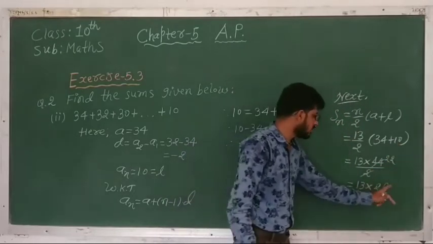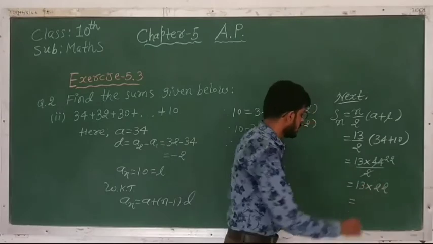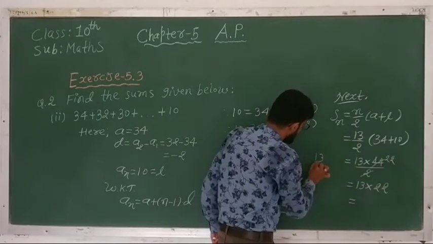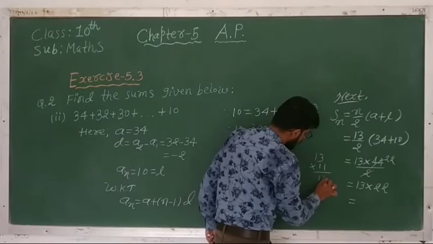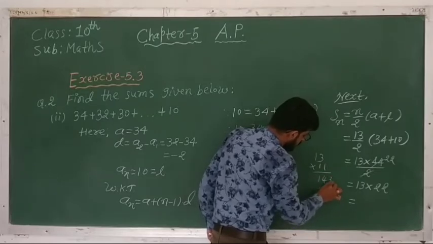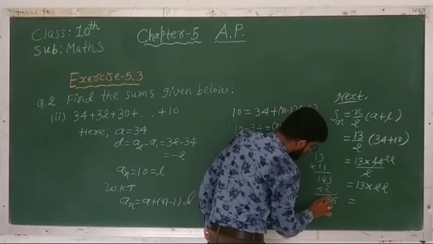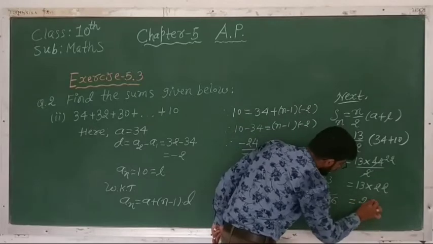Now 13 into 22. So first of all we have to find 13 into 11. So it gives 143 multiplied by 2. So 3 2s are 6, 4 2s are 8, 2 1s are 2. So our answer is 286.